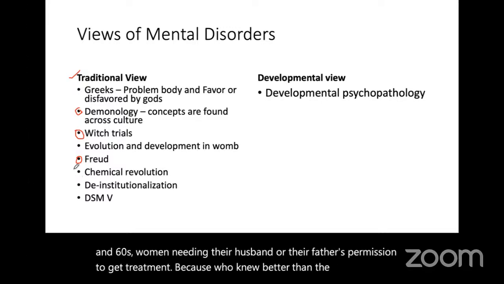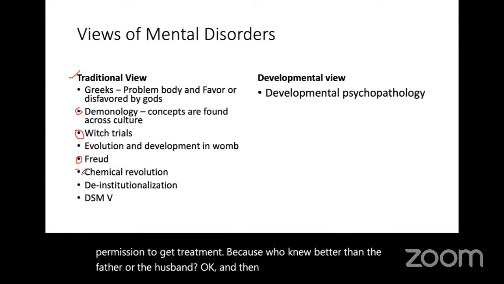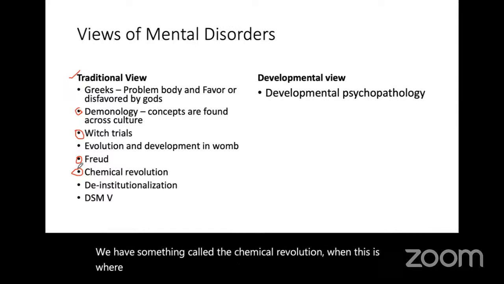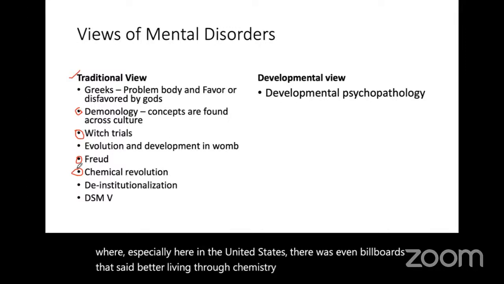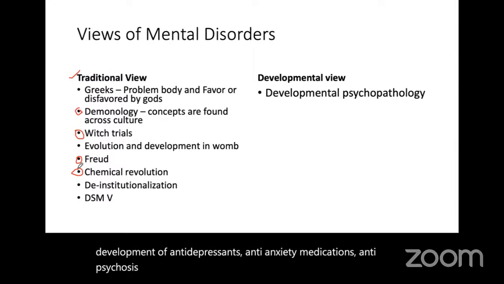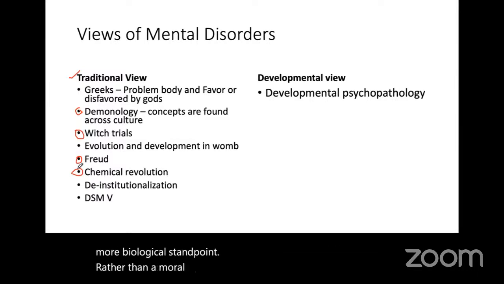Okay. And then around the 1950s, we have something called the chemical revolution. This is where, especially here in the United States, there were even billboards that said "better living through chemistry." Okay. This is where we get the development of antidepressants, anti-anxiety medications, anti-psychosis medications. And so we start to see mental illness from a more biological standpoint rather than a moral or individual standpoint.